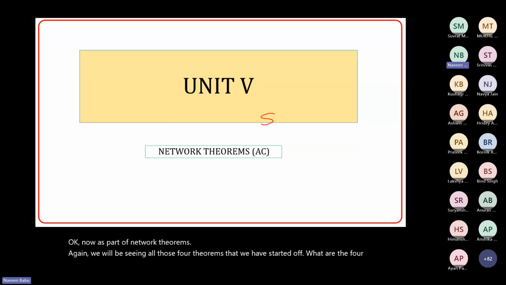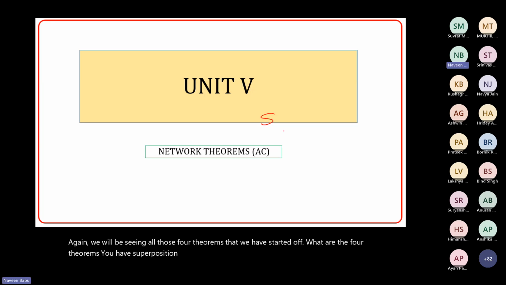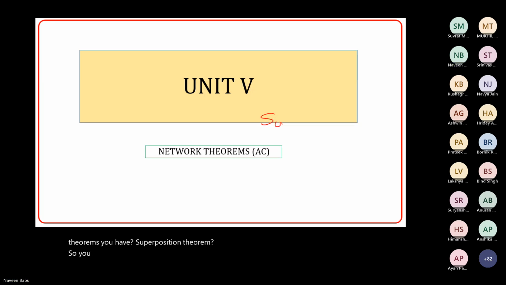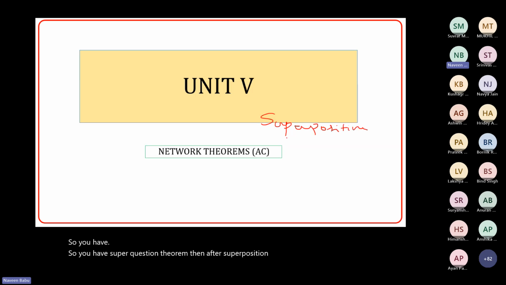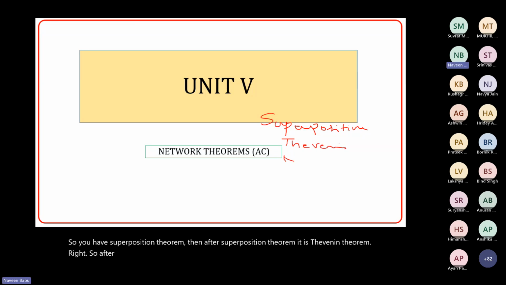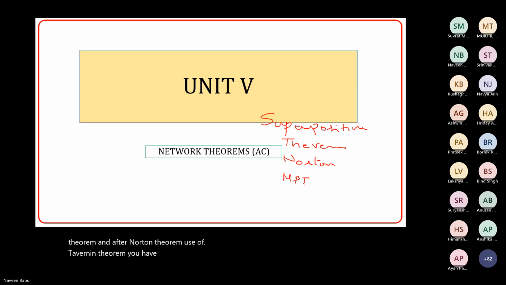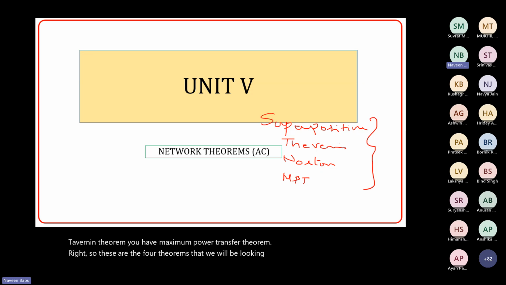You have superposition theorem, right? After superposition theorem, it is Thevenin theorem. As a derivative of Thevenin theorem, you have Norton theorem, and after Norton theorem, use of Thevenin theorem, you have maximum power transfer theorem, right? These are the 4 theorems that we will be looking at for AC networks also. Now let us start with superposition theorem.